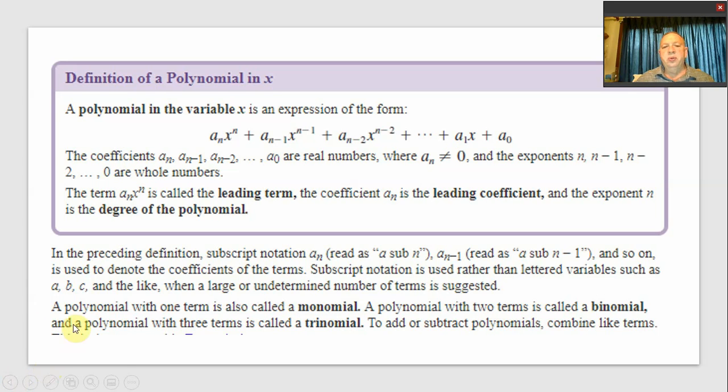So a polynomial with one term, just one of these terms, is called a monomial. A polynomial with two terms is called a binomial, and a polynomial with three terms is called a trinomial. To add or subtract polynomials, all we're going to do is combine like terms and do the addition or the subtraction.